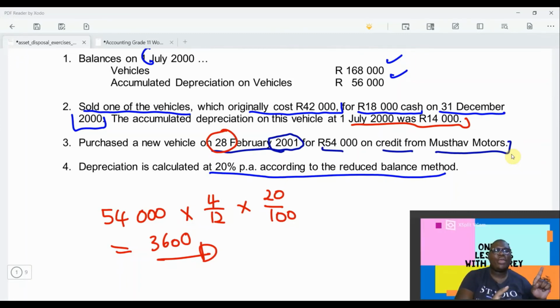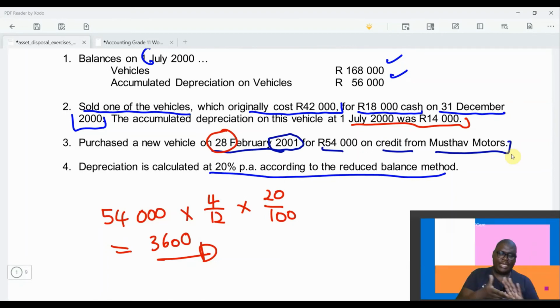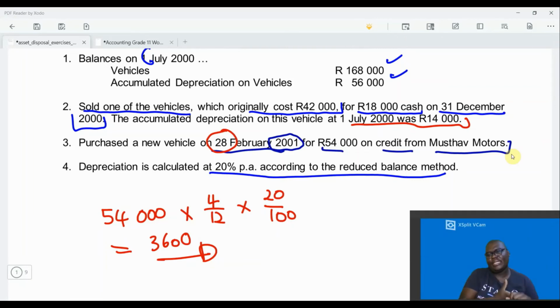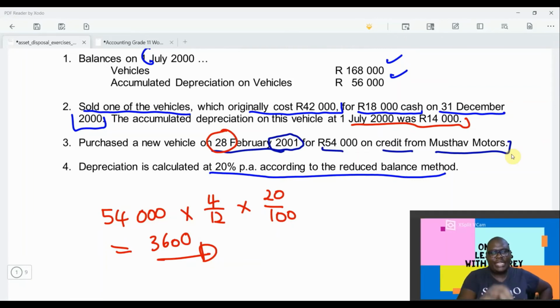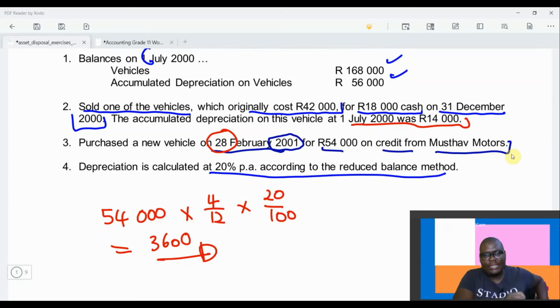Remember, February you don't count. To be able to see if we are correct, we can calculate the months that this vehicle was not with us. We can start from 1 July and end on 28 February. You'll realize it will be 8 months if we are correct: July, August, September, October, November, December, January, February. If you take the 8 months plus the 4 months, it equals 12 months. So we only had it for 4 months, because our financial period is 12 months.